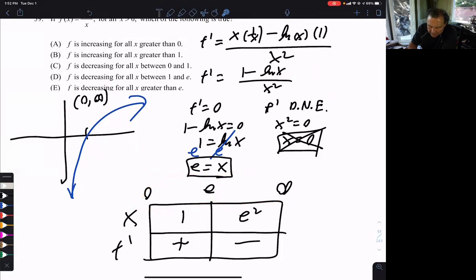So let's look. F is increasing for x greater than 0. False. F is increasing for x greater than 1. False, because here's our critical point. F is decreasing between 0 and 1. False. F is decreasing from 1 to e. Nope, because it's increasing from 0 to e. F is decreasing for all x greater than e. Yes. After e, the derivative is always negative, so the function is always decreasing after e. That is the answer.